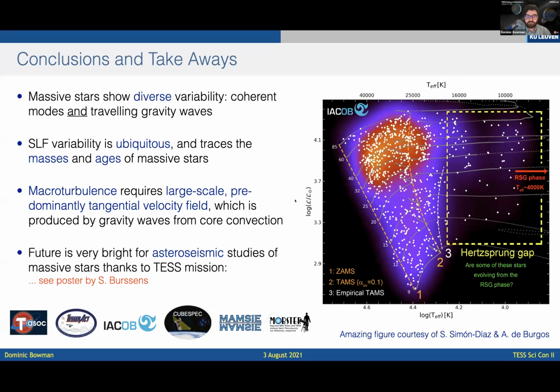Finally, I'll just refer you to Simon Bersens, who's my PhD student. He has a beautiful poster on how we've exploited TESS data to do asteroseismic modeling of the first OB-type stars in the continuous viewing zone in the north. And with that, I'd thank you for your attention and happy to take any questions.